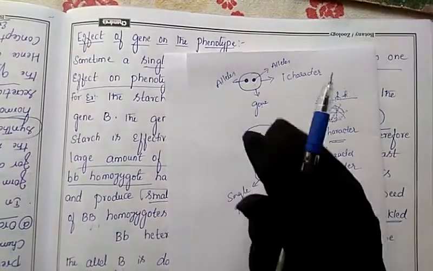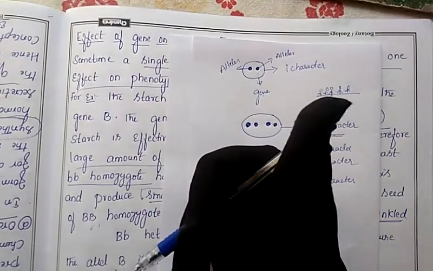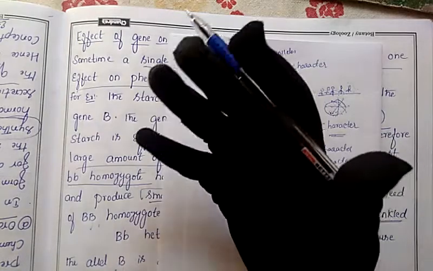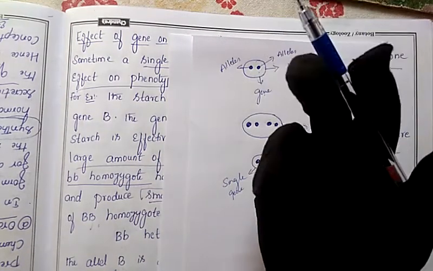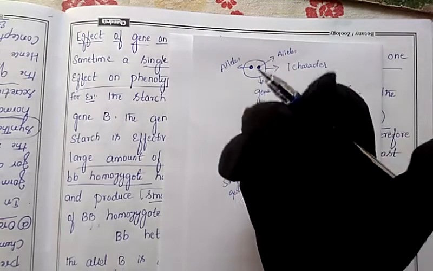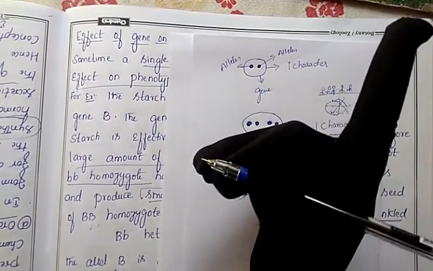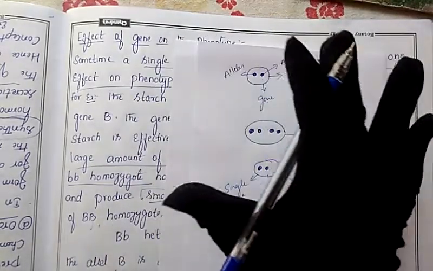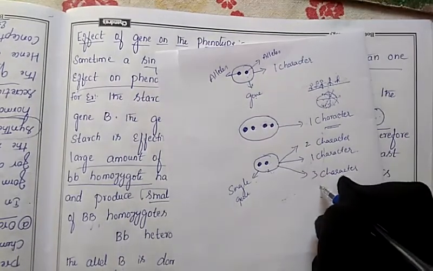Like your mother. For example, you can take your mother. Your mother is a single gene, but what will she do? She will perform a variety of works. She will take care of the home. She will cook the food for you. She will wash your clothes. She will go outside to earn. So many works are performed by your mother. Assume that your mother is a gene, and many works are performed by her. So like that, a single gene is performing many characters.